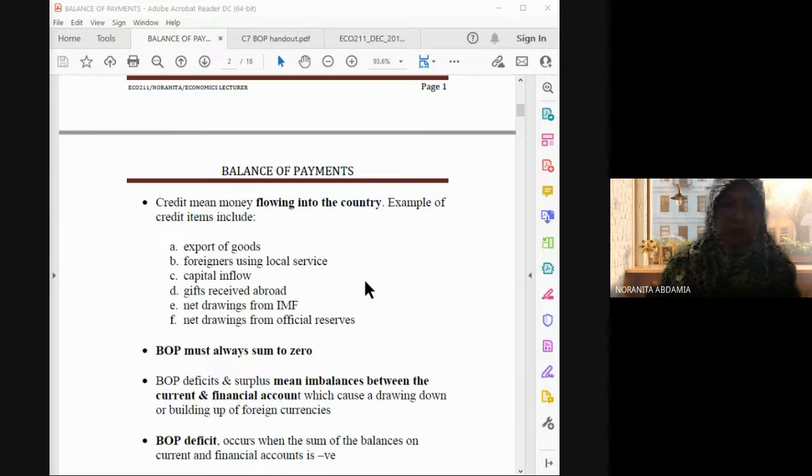Foreigners using local services, for example, tourists use our postal service, postcard to their home country, right? Or maybe they post a parcel, anything they bought in Malaysia, and they want to pack it and send it to their home country. So they are using our postal service, our courier. So they have to pay. So this also gives money to the country. So this refers to the credit.